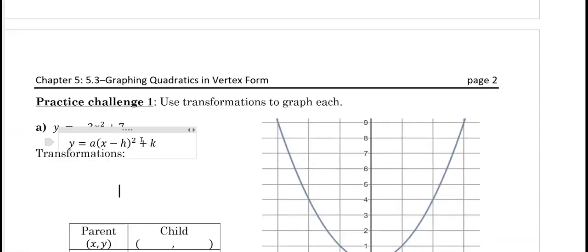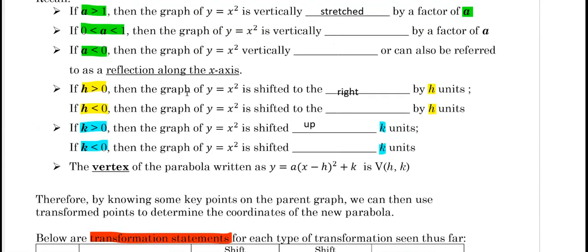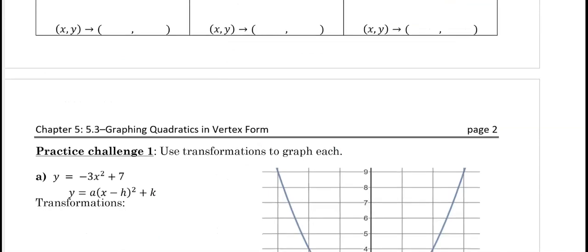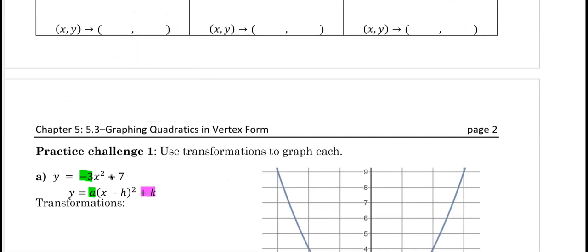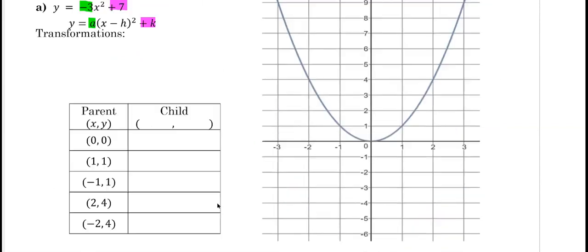So you can state the transformations. So your A value here would be -3. So this is your A value. There is no H value. As you can see, it's just x squared. And then the K value is +7. So the only transformations you have are stretch by a factor of 3 because the A value is 3. The negative is a reflection, and then a movement up 7.